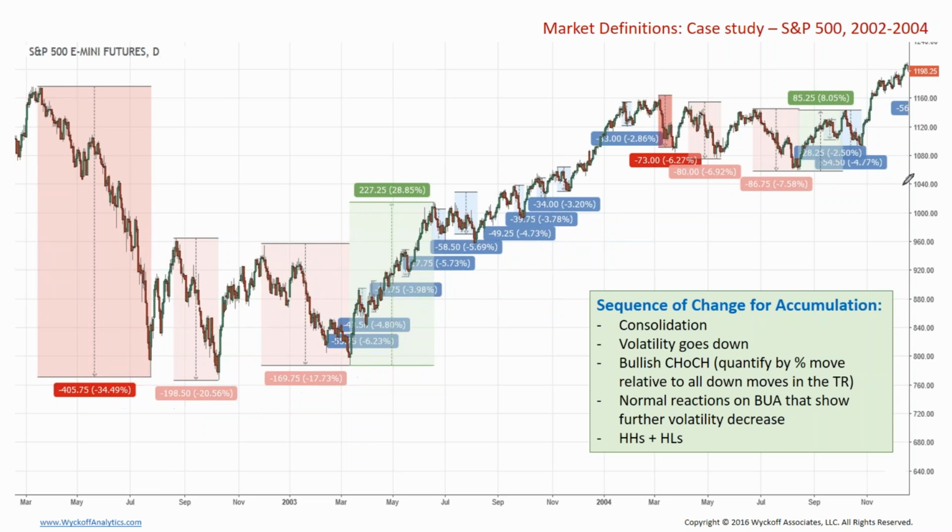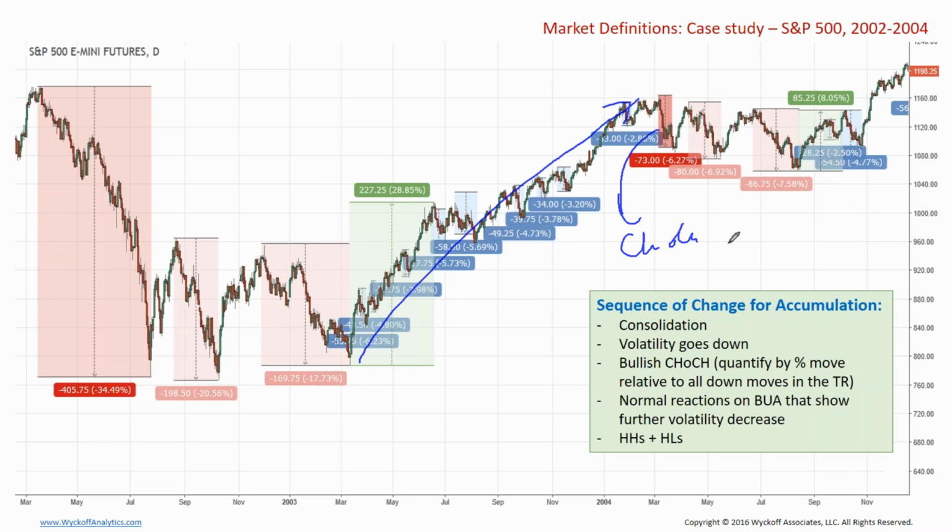It actually should be a little bit more. I'm not extremely precise on this reaction, so you can see that I took this high and went up to here. It should be up to here, so maybe like 6.5, 6.7. With the exception of this reaction right here, everything else is below that number. So quantifiably, it shows us that this is a change of character, and that this move to the upside, at least for now, is done.